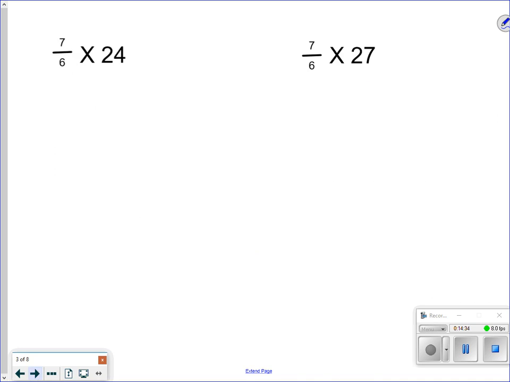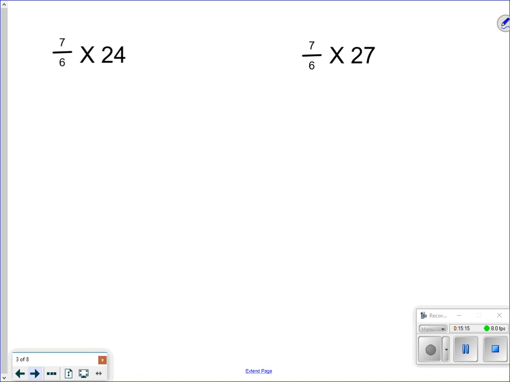Okay? So I want you to try. Now I want you to look and see. This is 7/6. What do you notice about 7/6? It's improper. So if I'm starting off with an improper fraction, what do you know about improper fractions? Are they less than or greater than 1? They're greater than. So will my answer be less than or greater than 24? Greater. They'll be greater. So your answer will actually be bigger than 24.